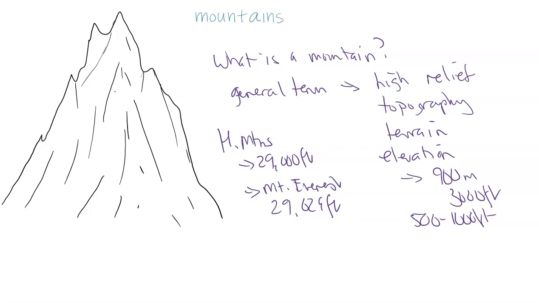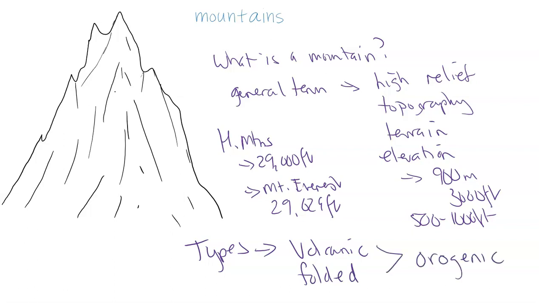So in terms of the types, there are two main types to start off with. You've got volcanic, in formation nature, and you have folded. These are also called orogenic belts. It's a consistently long line of these high elevation mountains that are formed through a certain process, and that process of formation is what forms these types.